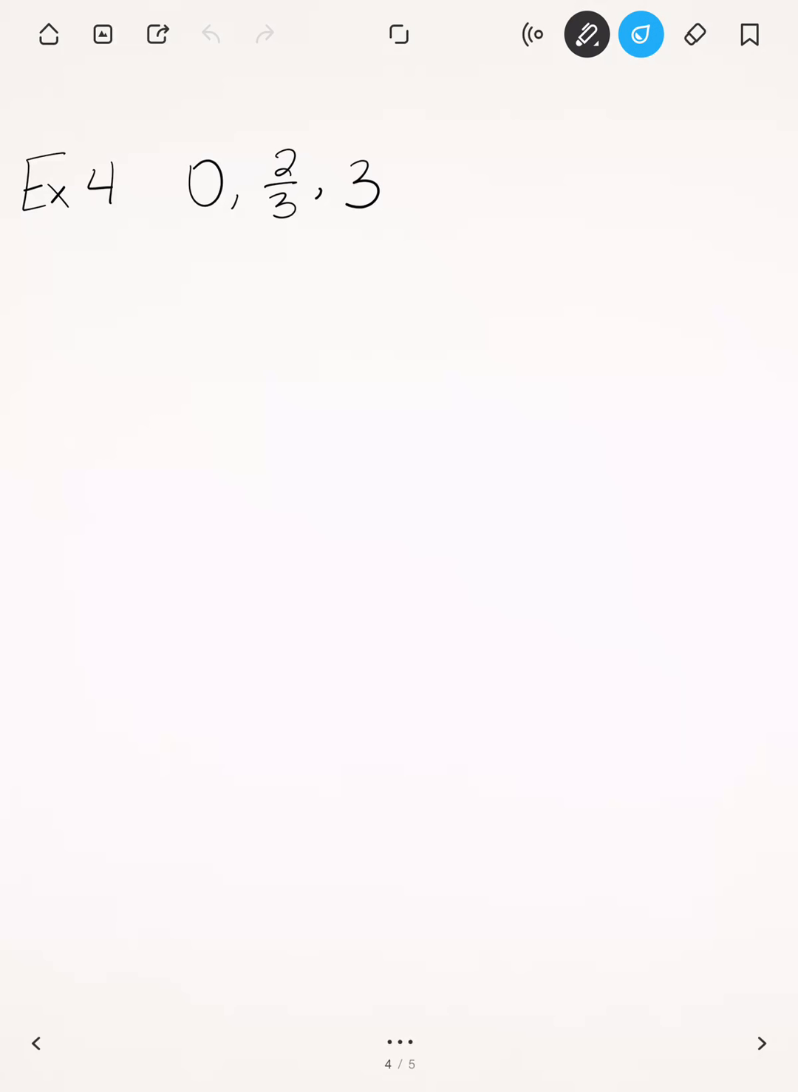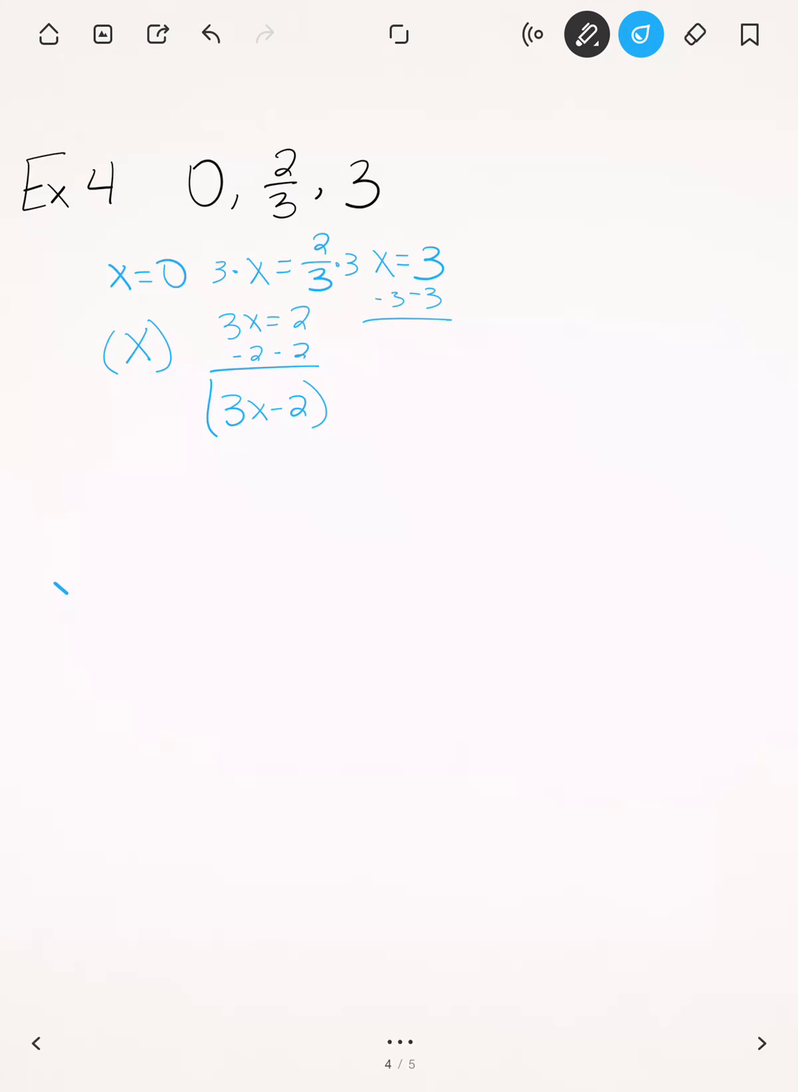Looking at example number 4, I have x equals 0, x equals 2/3, x equals 3. Well, x equals 0 is just going to stay 0. If I try to move over a 0, it's going to be x plus or minus 0. So this just turns out to be x. So there's the first factor. This one I'm going to multiply by 3 first. I get 3x equals 2. I subtract the 2. I get 3x minus 2. Not bad. Here I subtract 3, I get x minus 3.